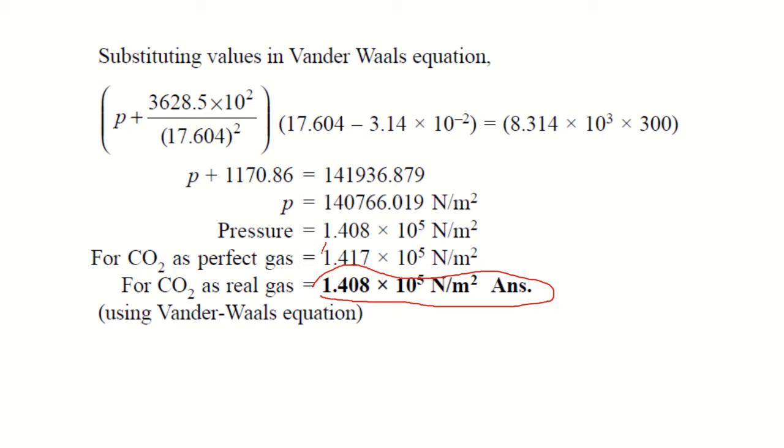So for perfect gas, this value, and considering it as a real gas, you are going to get this value. This will be the difference in pressure you predict. So if I had predicted this as an ideal gas, I will get this pressure. If you're considering it as a real gas, using the van der Waals equation, I'll get this value. Thus, this is how these are important.